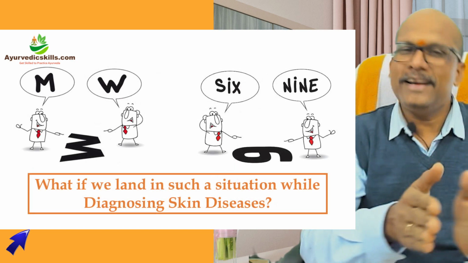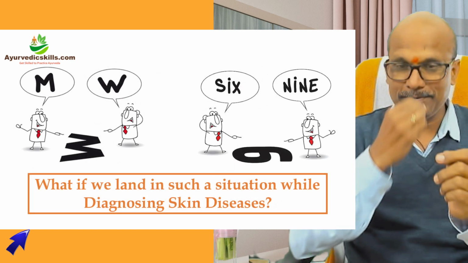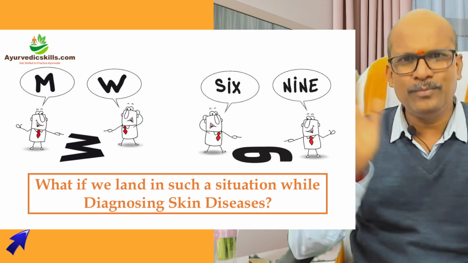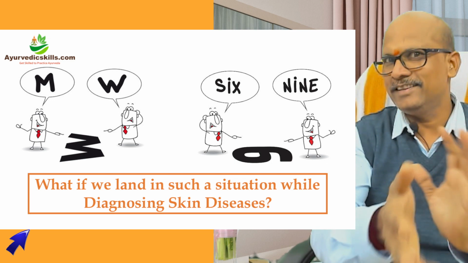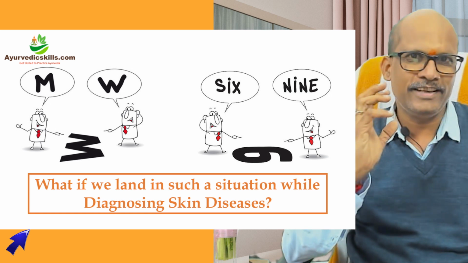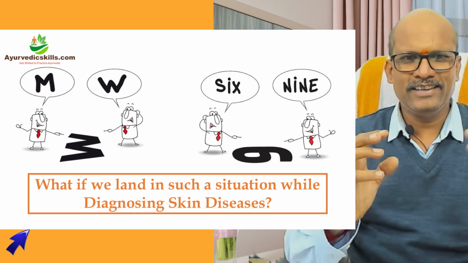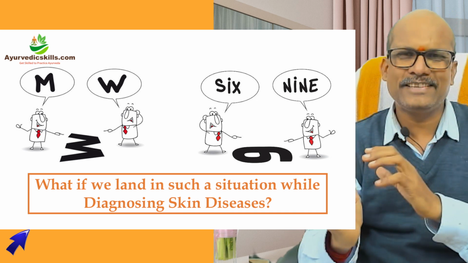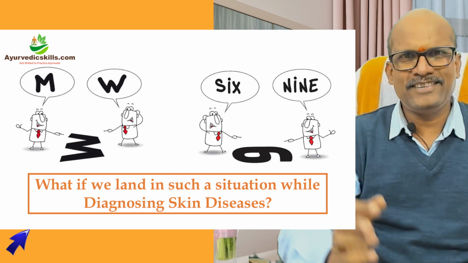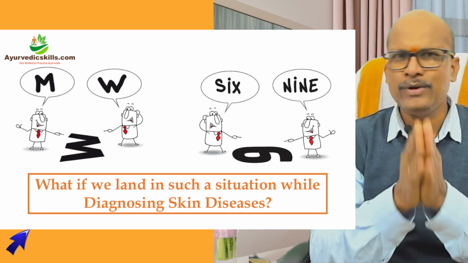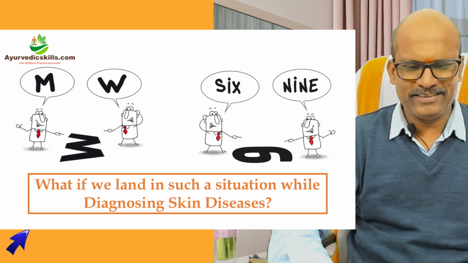What if we land in exactly the same situation when we are diagnosing a skin disease? What will be the condition when we land in such a situation where it becomes very difficult, or one person is saying it's W, another is saying it's M, one is saying it's 6, another is saying it's 9? What if we land in such a situation when we are diagnosing a skin disease?